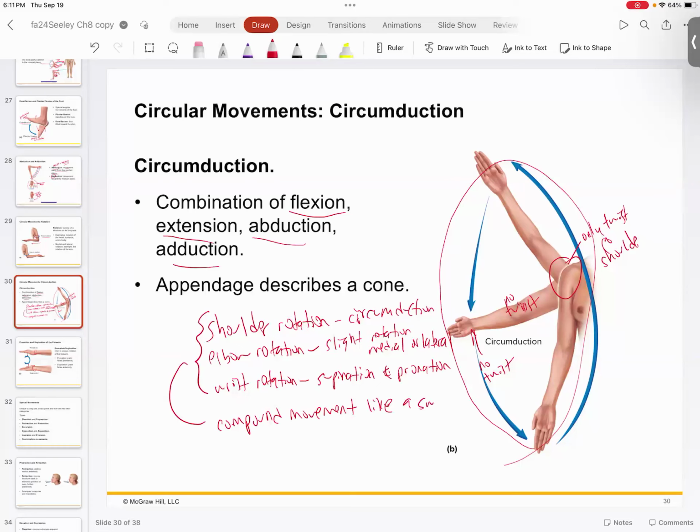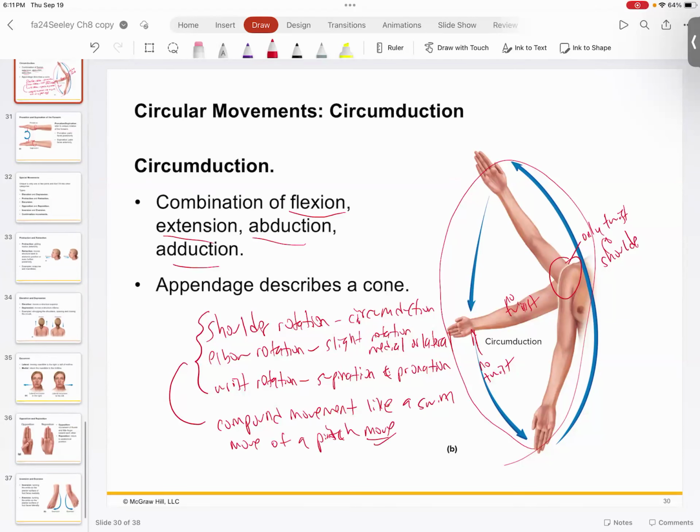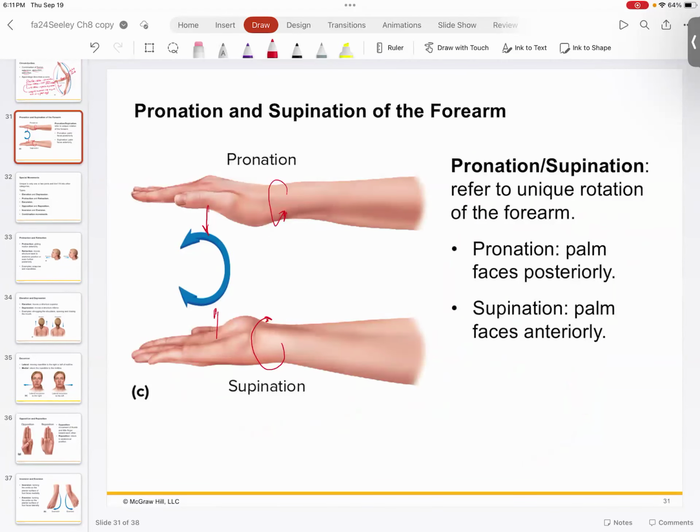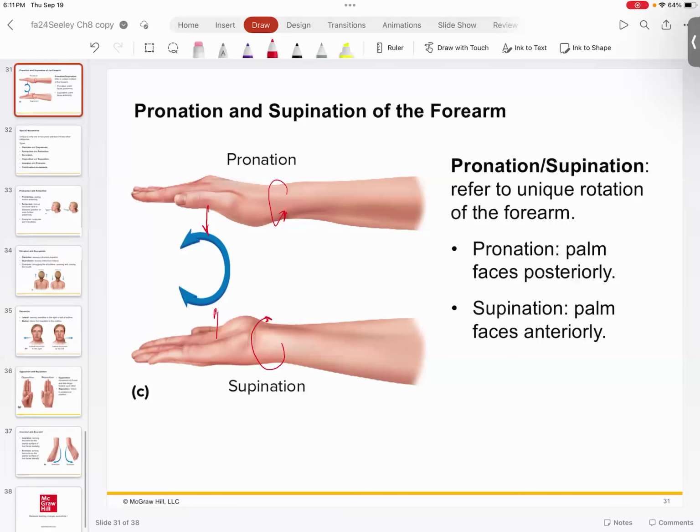Like a swim move, or a pitch, like a baseball pitch. You combine all 3. So you can get lots of different types of complex, nuanced rotational patterns by using all three of your joints. And if you're pitching, and the reason why I like pitching is because pitching is very biomechanical.